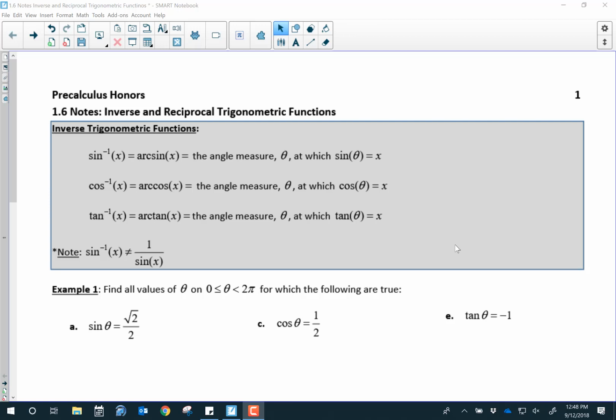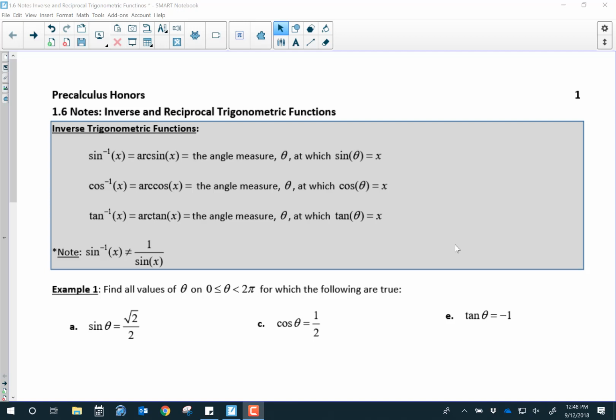Okay, so 1.6 notes is talking about inverse and reciprocal trig functions. We talked about the regular three trig functions, sine, cosine, and tangent last class, how to calculate their values. So now we're going to look at what it means to take an inverse trig function, which we already kind of know, and also talking about a reciprocal trig function.